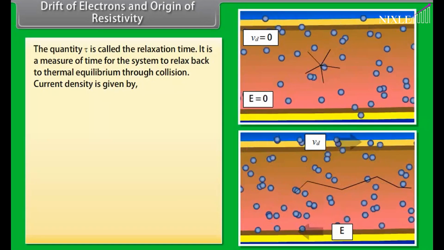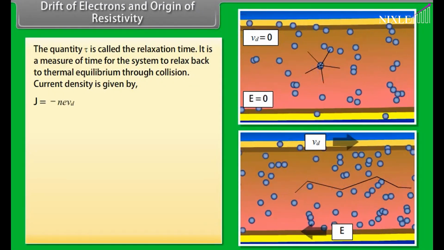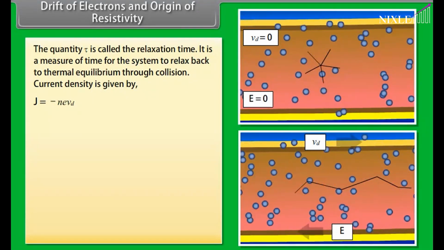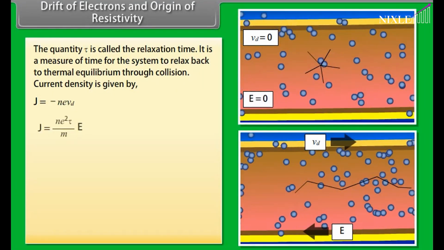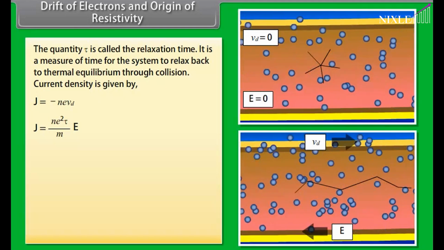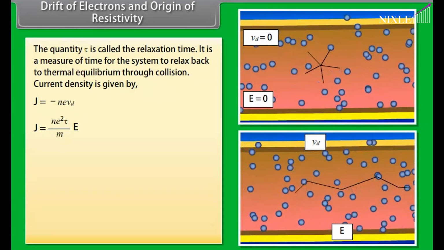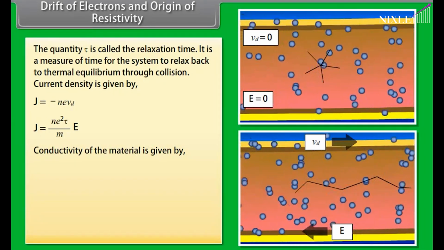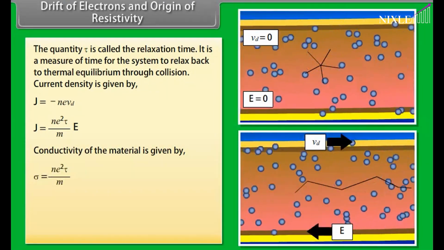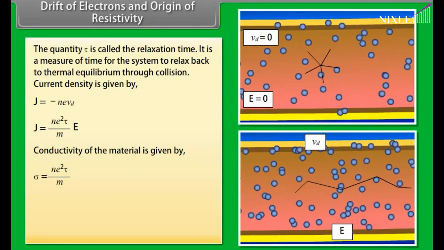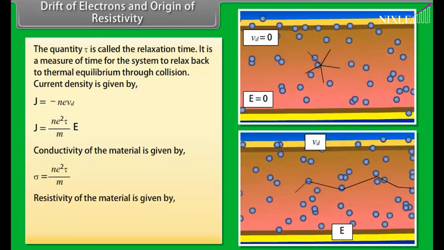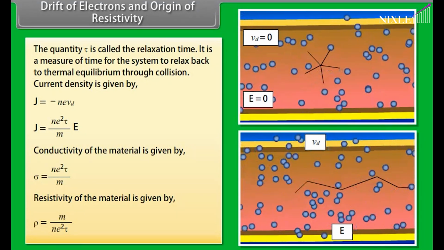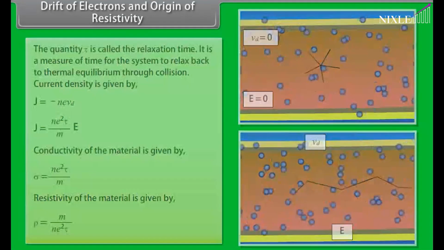Current density is given by J = -neVd. Putting the value of Vd in the above equation, we get J = (ne²τ/m) × E. Hence, conductivity of the material is given by σ = ne²τ/m, and resistivity of the material is given by ρ = m/(ne²τ).